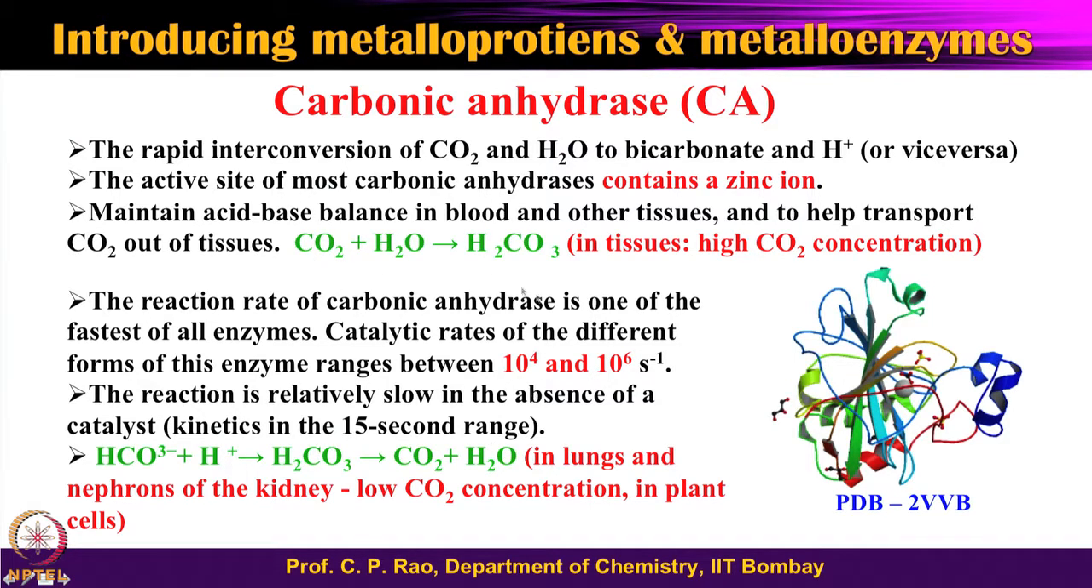So, this is how the acid base balance is maintained in the body. In lungs and in nephrons and the kidney, etc., there is low CO2 concentration, and also in plant cells. So, in all these cases the CO2 needs to be balanced by this.